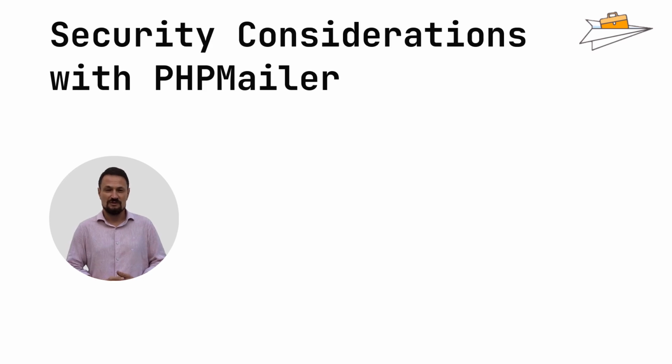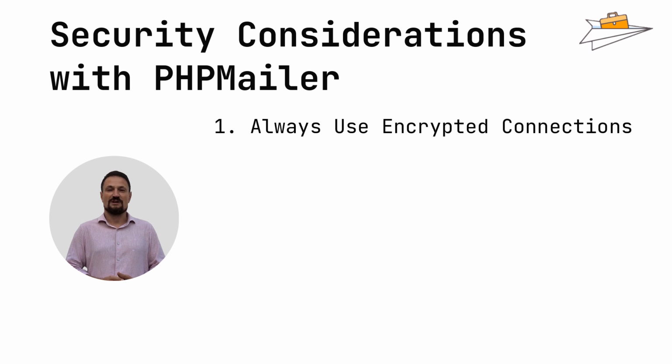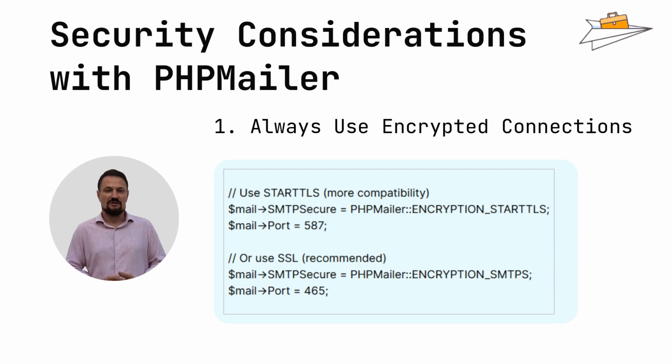Now let's talk about security. PHPMailer is flexible, but that also means it's up to you to keep things safe. 1. Always use encrypted connections. You don't want your email data flying around in plain text. Use StartTLS or SSL to encrypt your SMTP connection. Here's what it looks like.